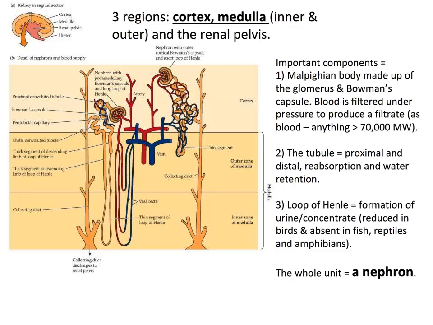Leading away from the Bowman's capsule, we've got the proximal convoluted tubule, which goes down into the descending loop of Henle. That rises up in the ascending loop of Henle. We then go into the distal convoluted tubule, and the distal convoluted tubule then enters into the collecting duct. So the whole unit, basically from the glomerulus until we hit the collecting duct, is known as a nephron, and human kidneys are made up of approximately 1 million of these in each kidney.